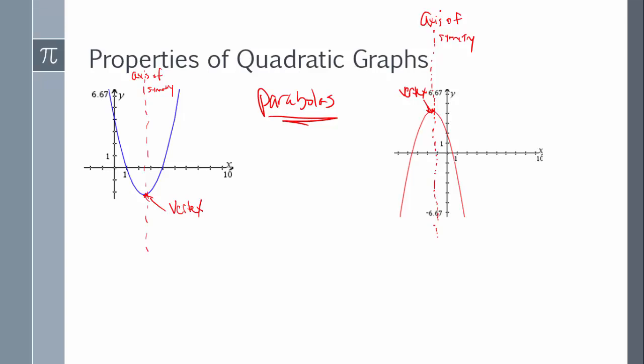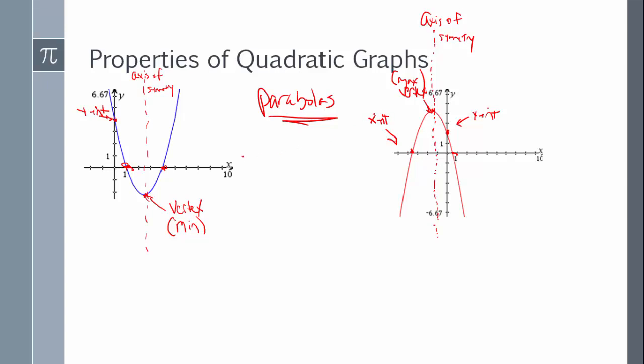Okay? Something else that's interesting to note about these graphs, the vertex is either the minimum value of the function or the maximum value of the function, depending on whether the graph opens up or down. Okay? And then again, most parabolas will have somewhere a y-intercept. Okay? And there's the y-intercept of the red one, and there's the y-intercept of the blue one. And occasionally, more often than not, but not always, there will be two x-intercepts. More on the x-intercepts later in this chapter.